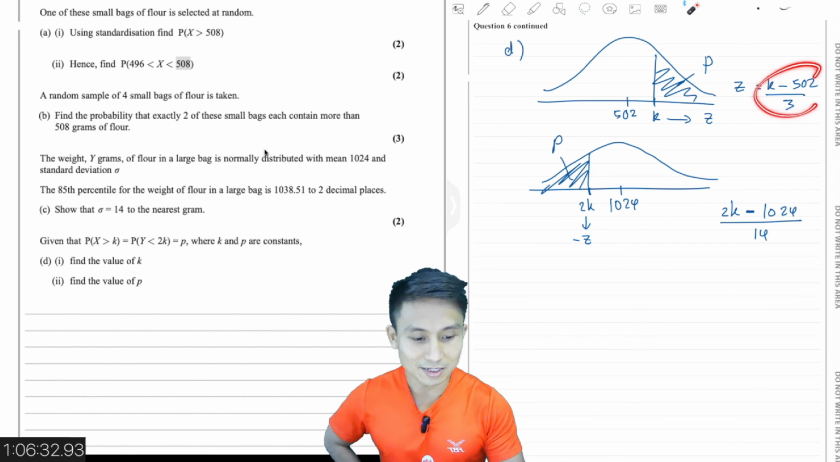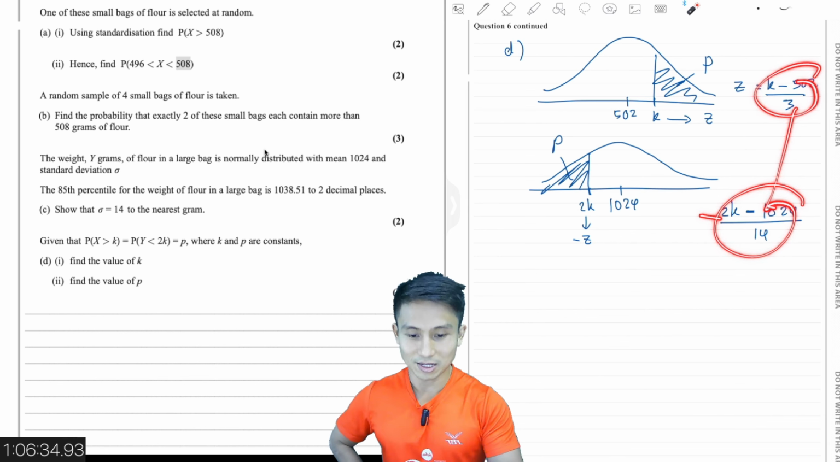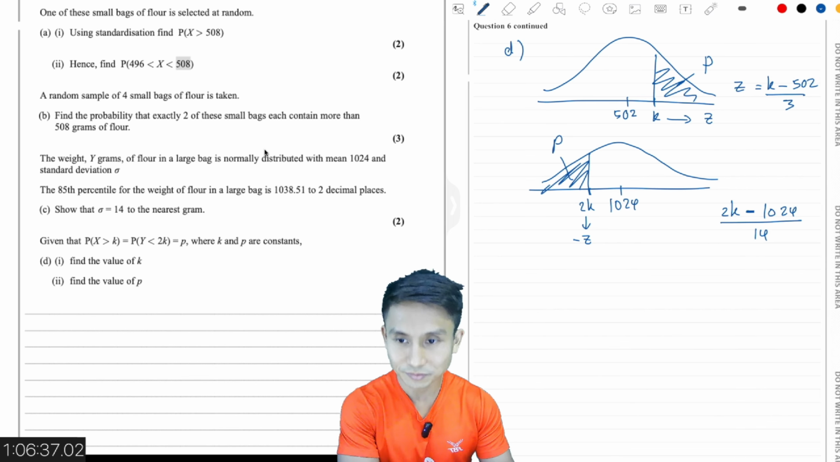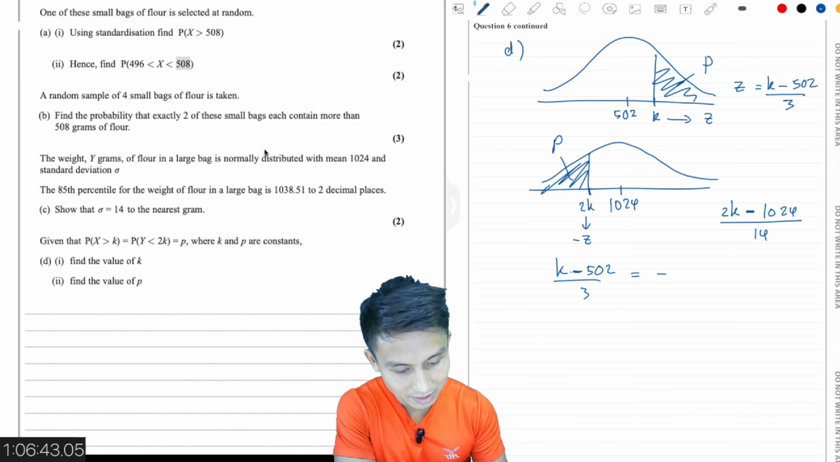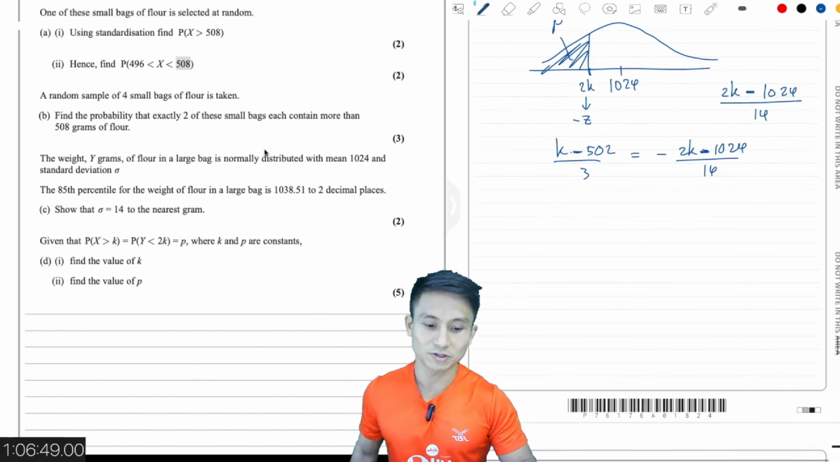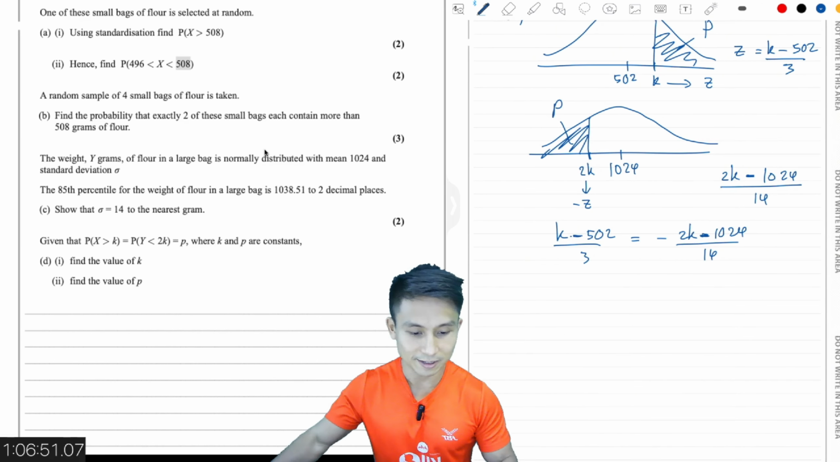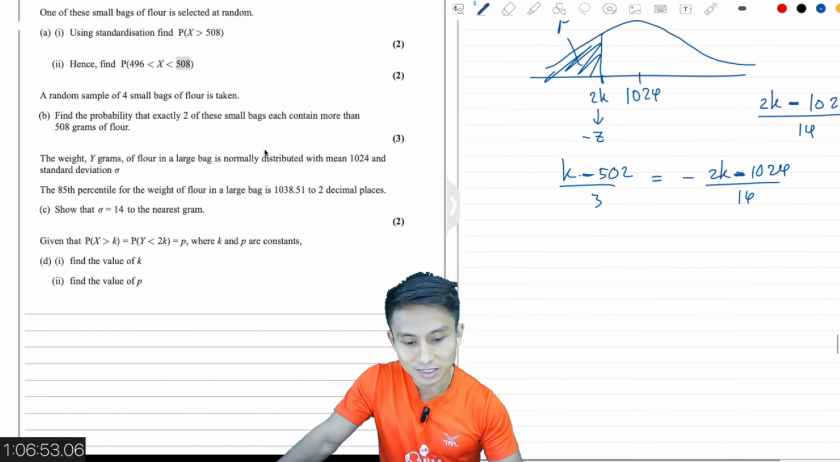Because this set is the negative of this, we can make an equation. So we can do (k minus 502) divided by 3 equals minus (2k minus 1000) over 2 divided by 14, like this. And we solve this equation, we are home free. So you need to interpret the data first.